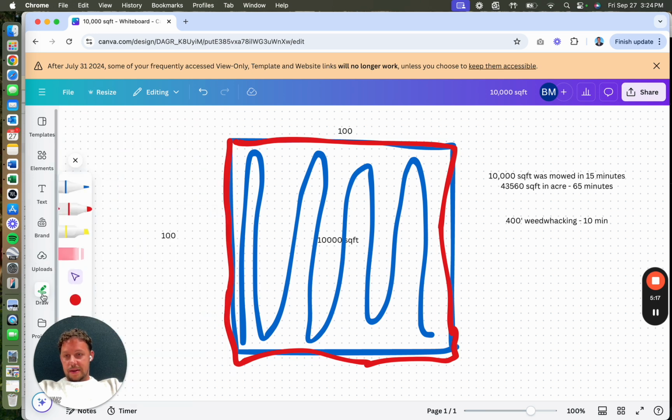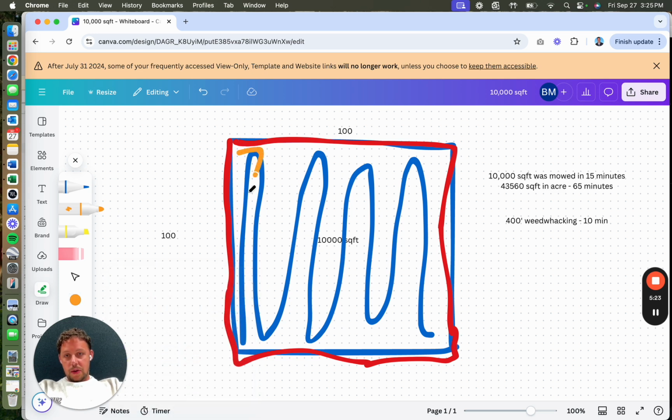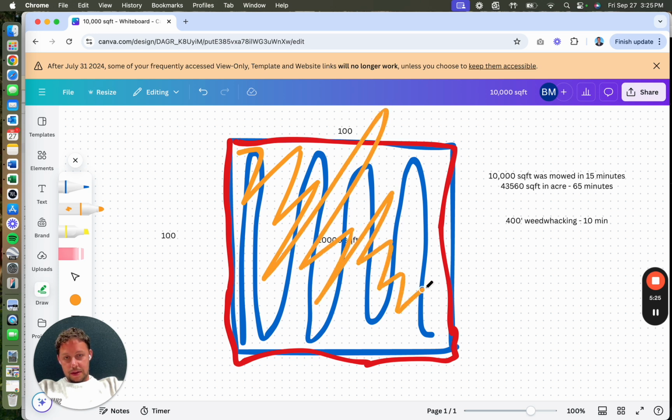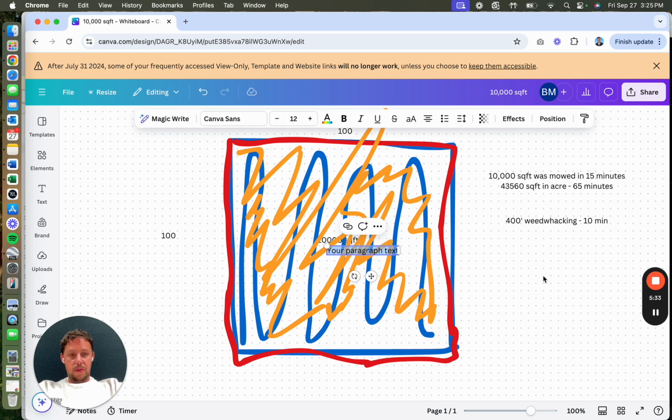And then what we did is we took a blower and we blew the whole thing, blow, blow, blow, blow, pretended we were blowing the whole thing. So then all of a sudden we had more data where it was like, all right, it takes us probably 10 minutes to blow 10,000 square feet.